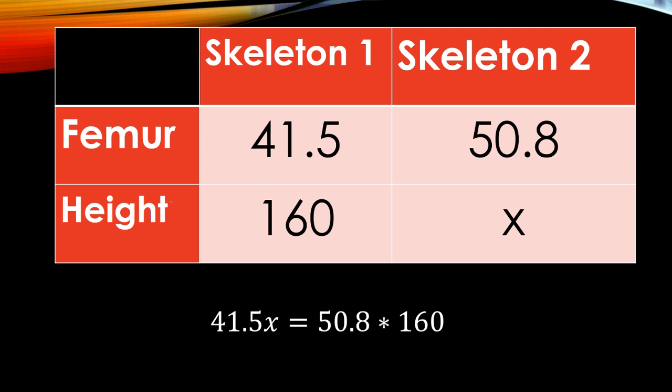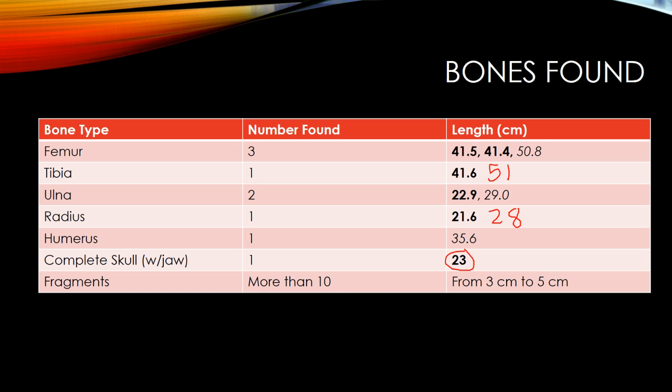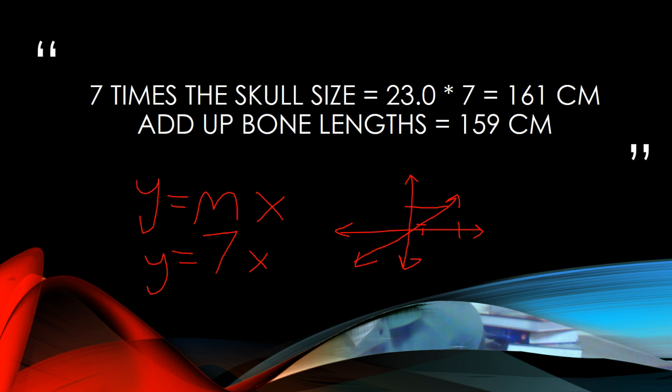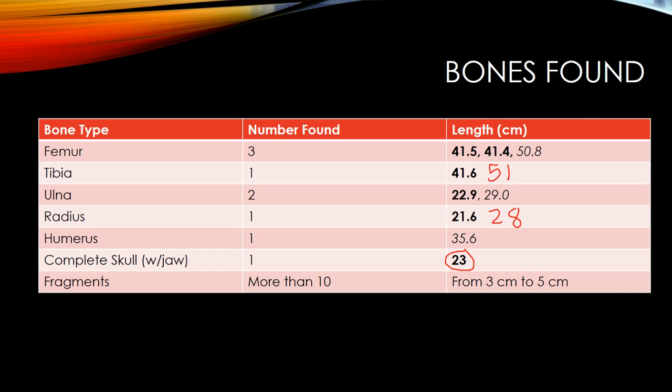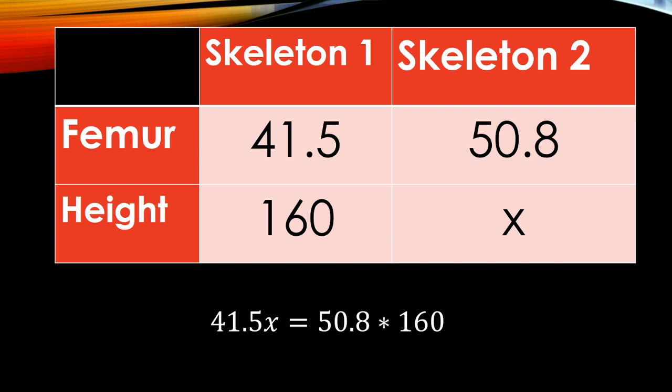What I'd rather do is set it up as a proportion. And I'd say, okay, I know that skeleton 1 has a femur that's 41.5 centimeters, and skeleton 1, by my estimates, is 160 centimeters tall. I get that by meeting in the middle. You see, I had 159 and 161. So by meeting in the middle, I say about 160. Now, I know the femur is 50.8. And the height, I don't know. I want to solve for that.